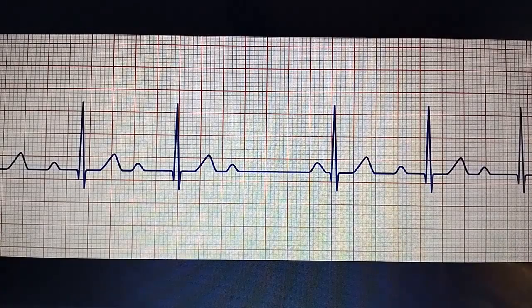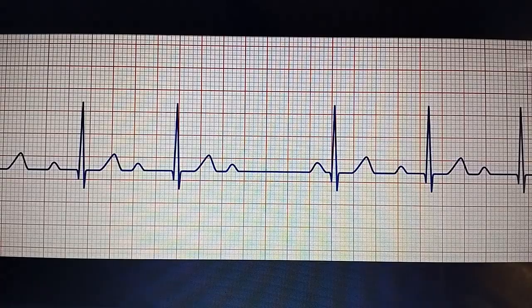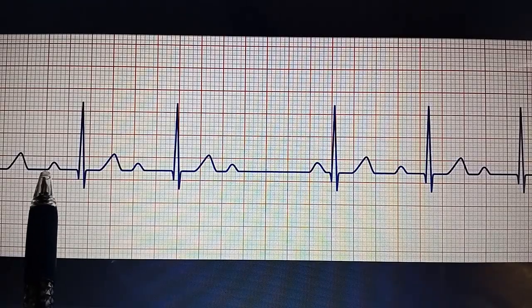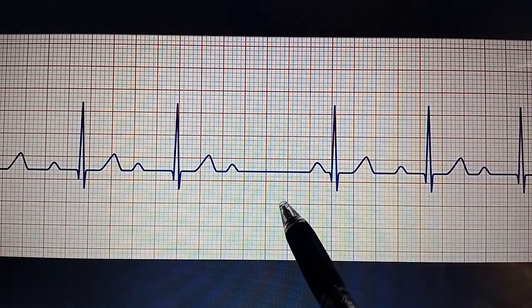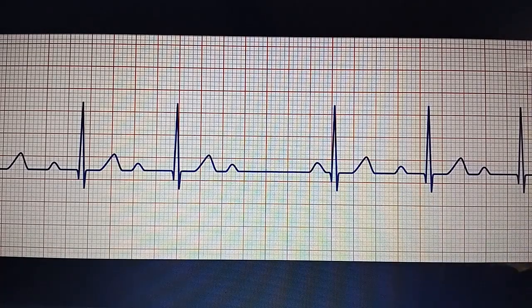Then we have the Mobitz type 1, that is the Wenckebach heart block and Wenckebach phenomenon. As you can see, the PR interval is gradually increasing and then the QRS drops. Then again, the PR is gradually increasing and the QRS drops. So this is the case of Mobitz type 1, and it is the Wenckebach.